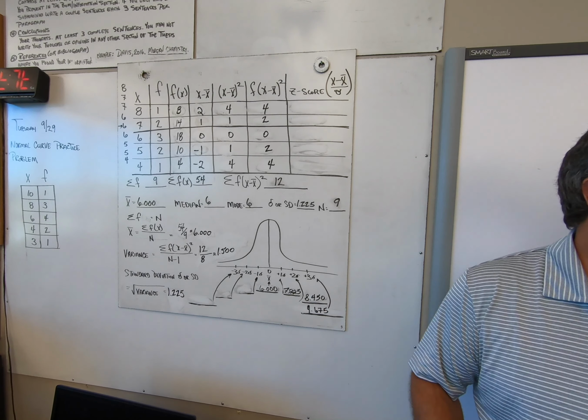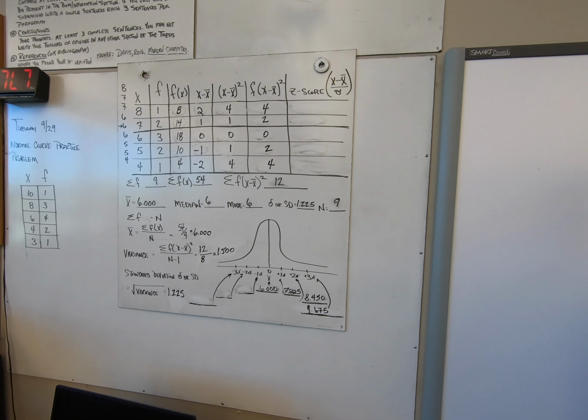Now, these numbers are, which ones? These? Okay. You know what the mean is, right? 6. You know where that number comes from? Okay. And then this standard deviation means to get one of these deviations above the mean, I have to add this number to it. So 6 plus 1.225 is 7.225.